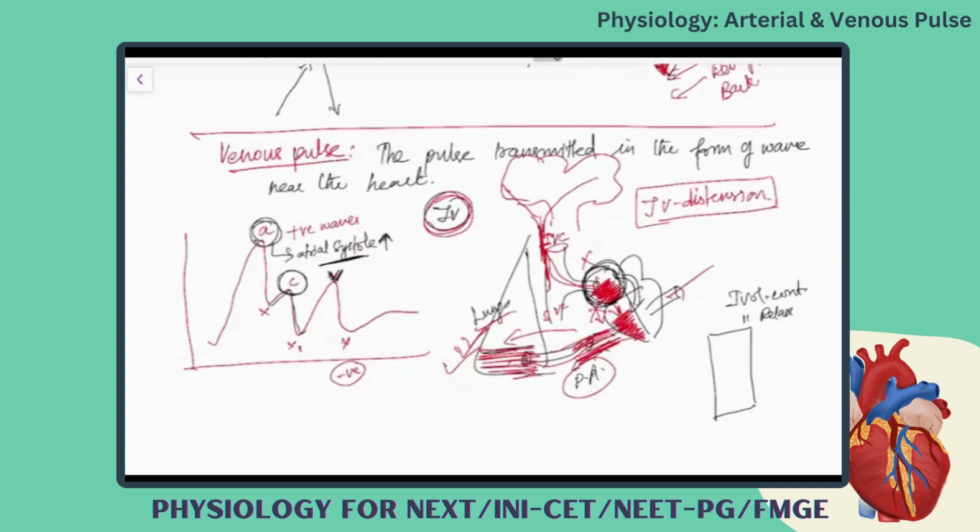See, V wave is, what is C wave? C wave is due to the isovolumetric contraction phase. During the isovolumetric contraction phase, the ventricle is a closed chamber, but it is fully filled with blood because it is going to contract to eject blood into the pulmonary and systemic circulation.